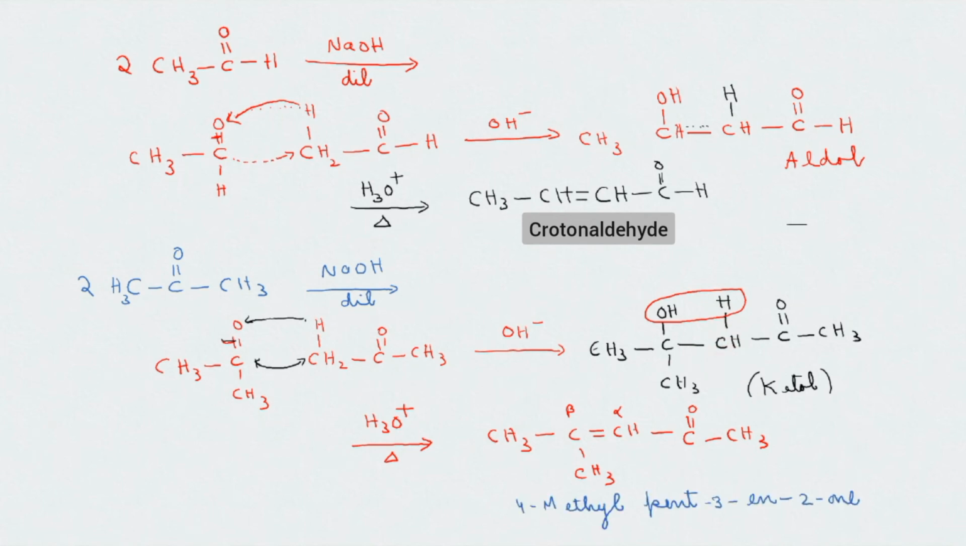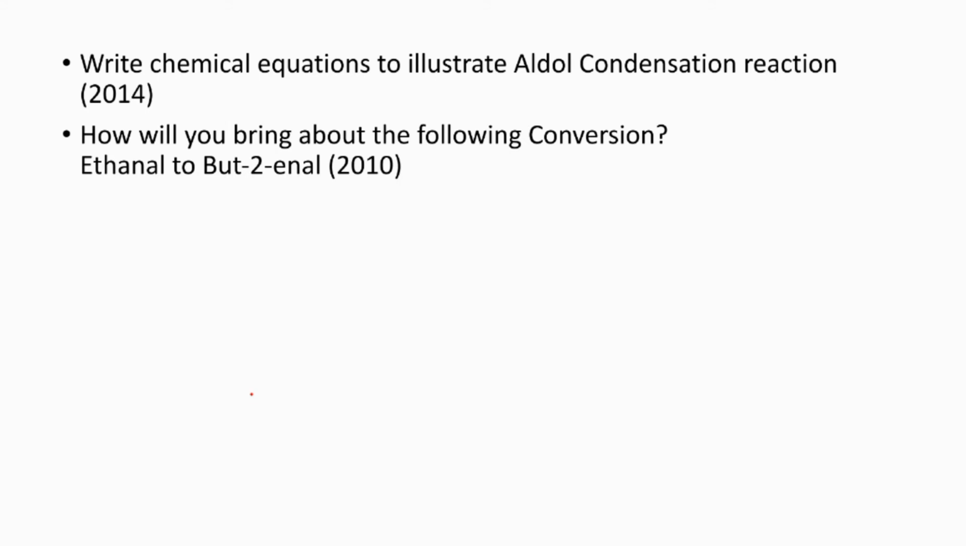So, what will be the final product of the reaction? It will be 4-methylpent-3-en-2-one. Okay, it's so easy, right? Now, see this one. These are some questions which were asked in previous year's board papers.